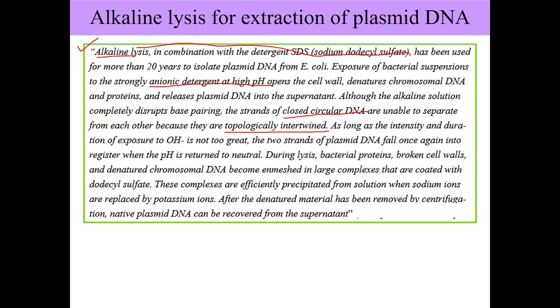As long as the intensity and duration of exposure to OH- is not too great, the two strands of the plasmid DNA fall once again into register when the pH is returned to neutral. During lysis, the bacterial proteins, broken cell wall and denatured chromosomal DNA become enmeshed in a large complex that is coated with dodecyl sulfate. These complexes are efficiently precipitated from the solution when sodium ions are replaced by potassium ions. After the denatured material has been removed by centrifugation, the native plasmid DNA can be recovered from the supernatant.